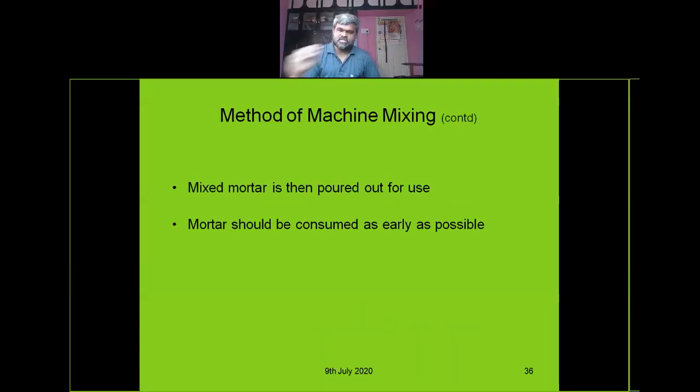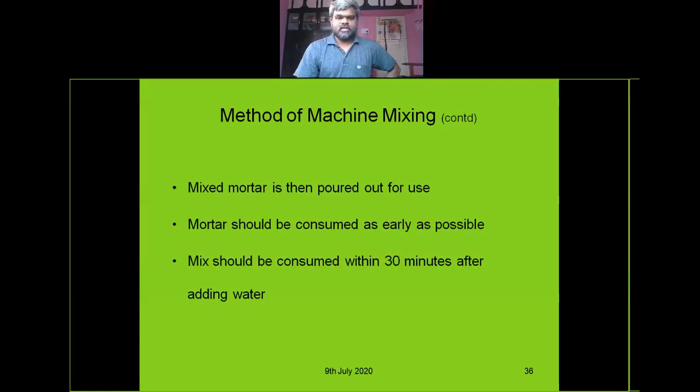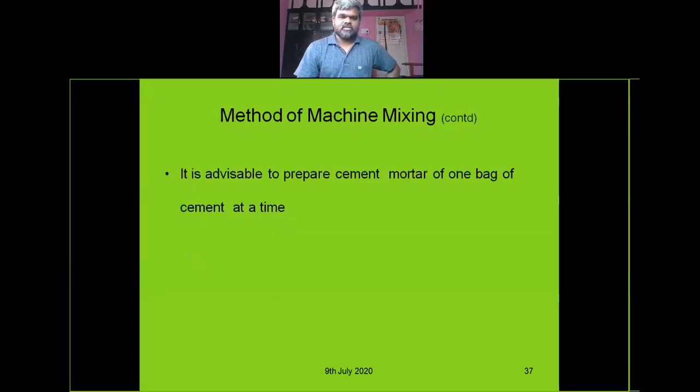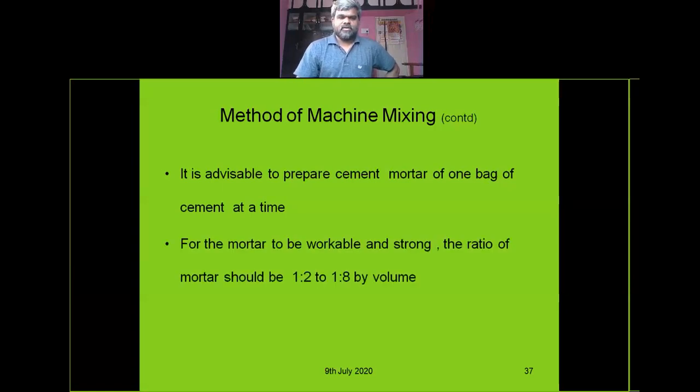The mortar should be consumed as early as possible, within 30 minutes. The mix should be consumed within 30 minutes after the adding of water. So it is advised to prepare cement mortar for one bag of cement at a time. For the mortar to be workable and strong, the ratio of mortar should be 1:2 to 1:8 by volume, right? So see the machine mixing also.